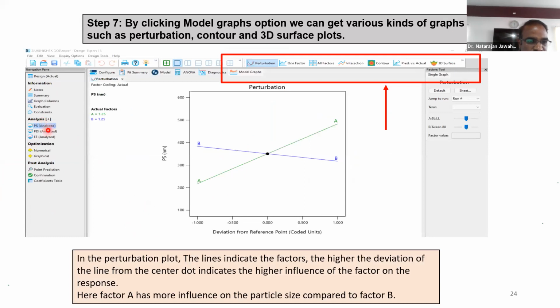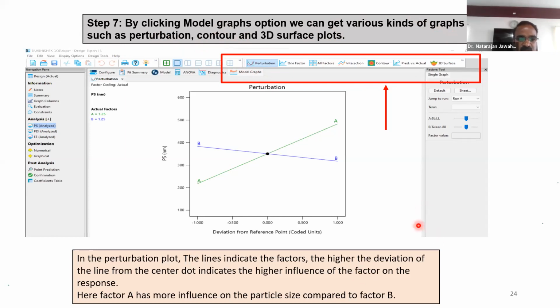So if I go to the next step, analysis, particle size analyzed, and again here model graphs. By clicking this model graphs option, I can get various kinds of graphs such as perturbation, contour plot, 3D surface plot. So now I will click perturbation. So I got the perturbation plot.